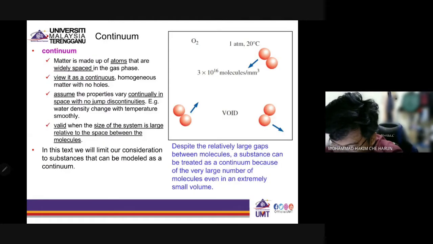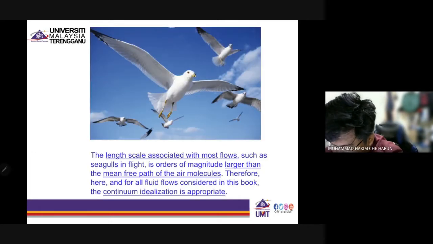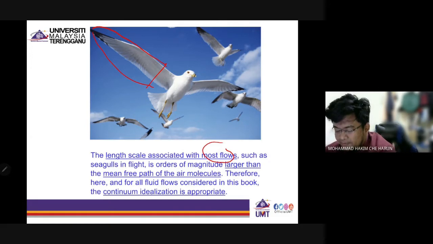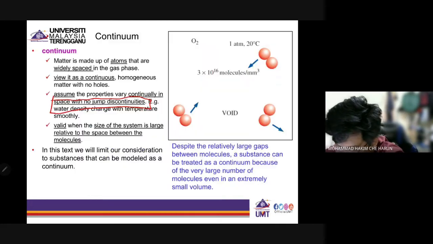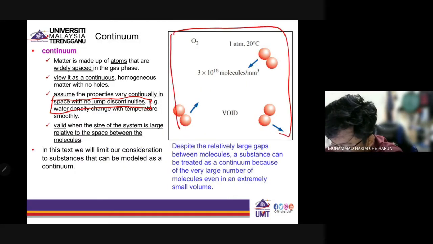All right. Okay, so this is the continuum. You can read about it. What is continuum about? Generally it is about a space with no jumps or discontinuities, something like that. So this is the example of the seagull, how the length of its wings is associated with the flows. And if you can see here, it says that the seagull in flight is orders of magnitude larger than the mean free path of the air molecules. It has to do something with the molecules around here.